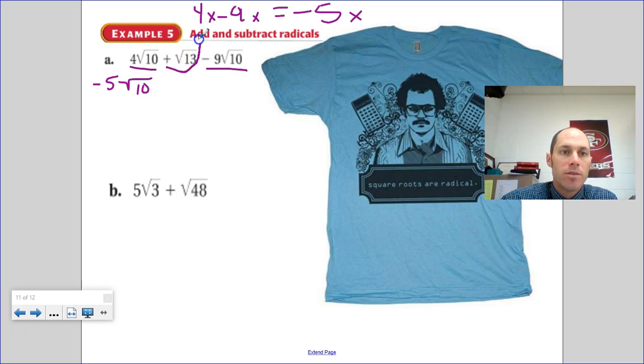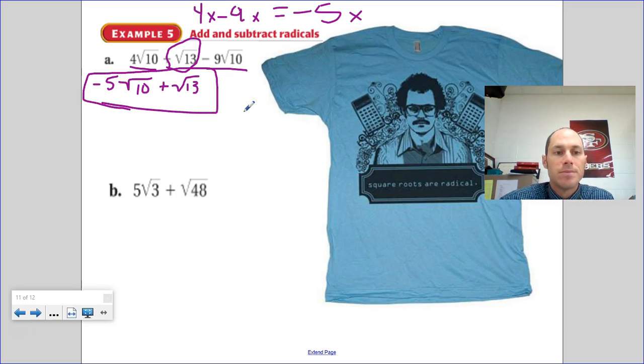And then we have plus square root of 13. It's not a like radical, so we can't combine it. So we would leave that as it is. 5 square roots of 10 plus square root of 13.